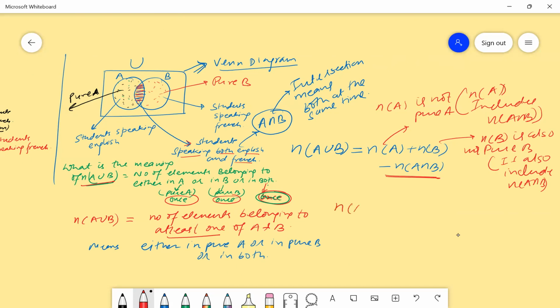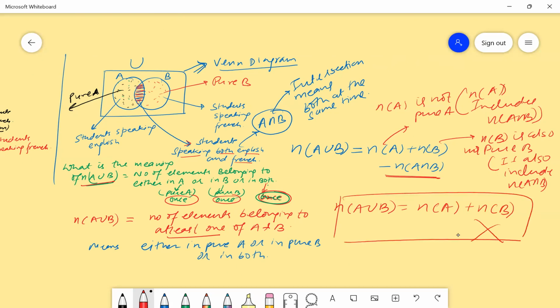So if you write N(A union B) equal to N(A) plus N(B), you will be in big trouble, because N(A) and N(B) both will contain the intersection part and you will add the intersection part twice. But what we need is these three regions only once. So we need to subtract this once, because N(A intersection B) is counted twice, once in A and once in B, and we want all the regions only once. So this is the correct formula and this is the wrong formula.